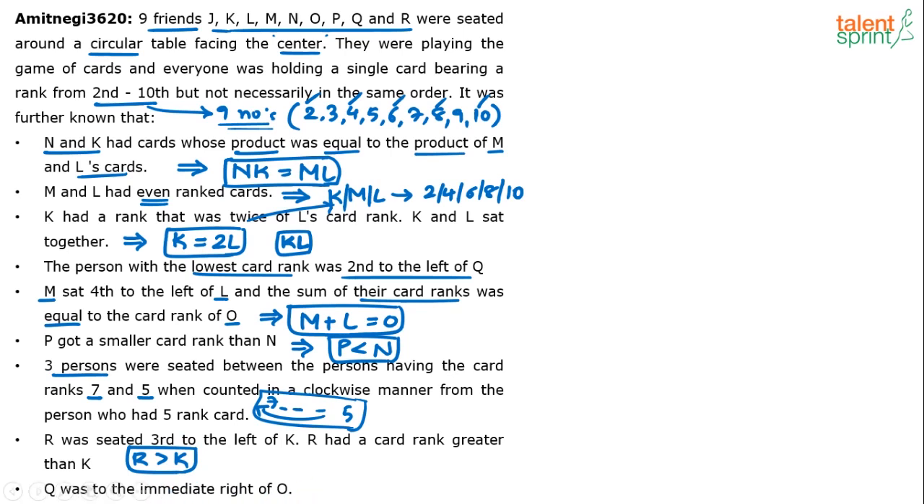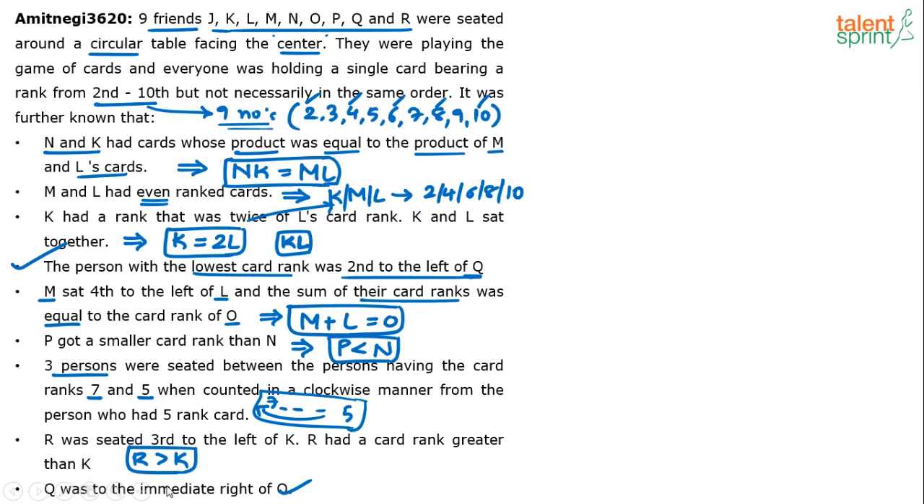So if I have to start the arrangement, I think I'll use these 2 points, right? So remember, when you're doing an arrangement, you should always find out points or statements where some common person is used. Like here, I already have Q. He says lowest card rank was second to the left of Q. Then Q was to the immediate right of O. So since Q is common, I'll be able to connect these 2 statements. This one and this last statement can be connected. That lowest rank card was second to the left of Q and Q was on the immediate right of O.